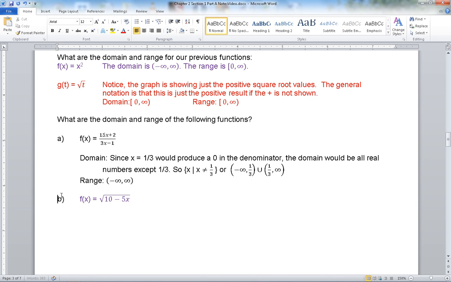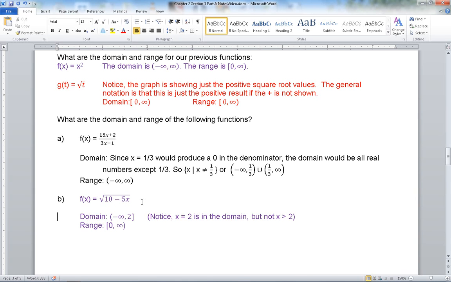What about another function? This one is a square root, similar to the g of t function we did earlier. What about the square root of 10 minus 5x? Now you have to be a little careful here. It's the positive square root, so I just can't have a negative number under it. As a result, what does the domain look like? If I put in a number like 10 for x, that would be 10 minus 50, which is negative. So numbers bigger than 2 don't work. If I plug in 2, I get 10 minus 10, which is 0, and the square root of 0 is just 0.